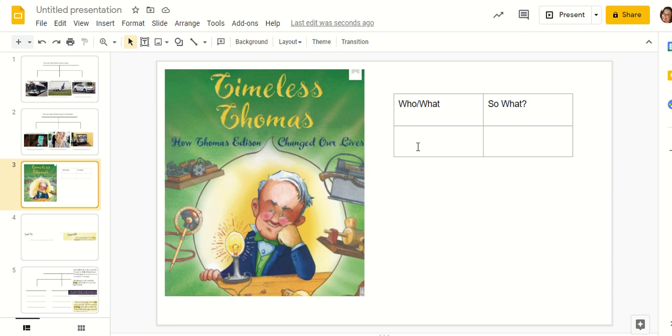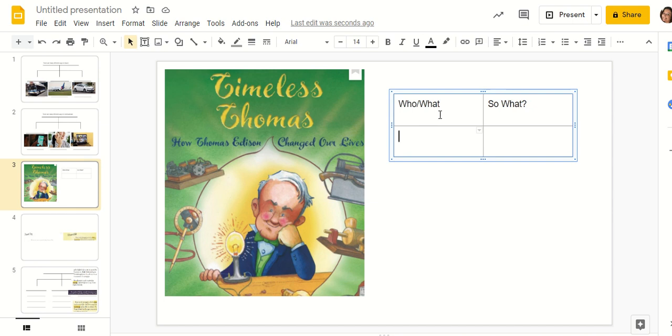So when we think about the central or main idea, we think about the who and the what, and so what about them. So the who or the what is usually the topic. It's usually one or two words. So if you were looking at this, the who or the what would be Thomas Edison. And now we have to think, so what about him?